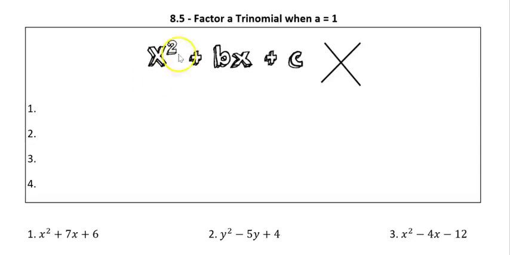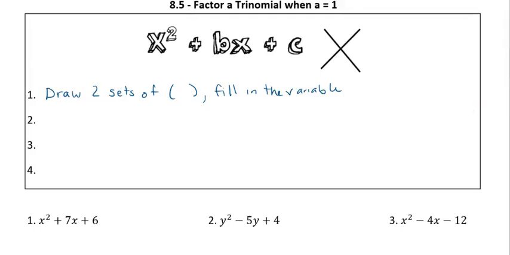8.5, we're going to look at factoring a trinomial when a equals 1. So all of our problems are going to look like this. We're going to have x squared with no number in front, plus some number x in the middle, plus a constant at the end. Because all these problems look the same, all the answers are going to look the same. It's going to be two sets of parentheses, and they're both going to have whatever variable, and then the numbers and whether this is addition or subtraction is going to change.